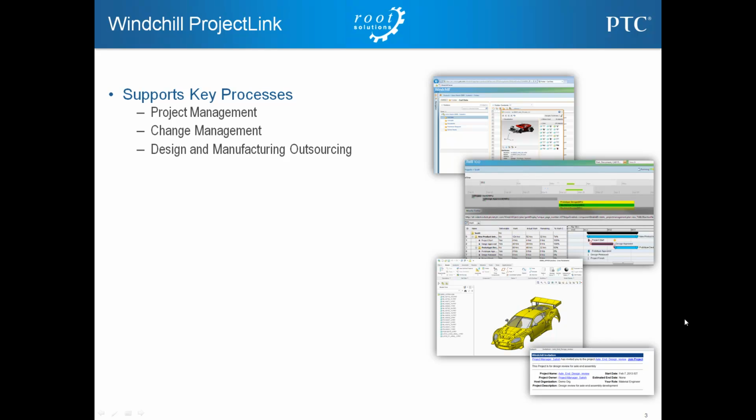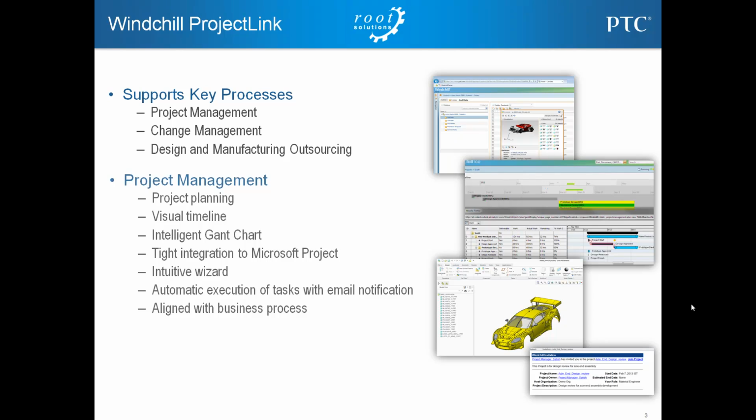Windchill ProjectLink is a comprehensive project management and execution tool with real-time information and activity management. It enables secure, effective collaboration with suppliers or extended product development teams regardless of their location. Windchill ProjectLink supports many of the key processes companies encounter when they're managing and executing projects. These are areas such as design outsourcing, manufacturing outsourcing, change management, and project management. Let's drill into a few of these key processes.